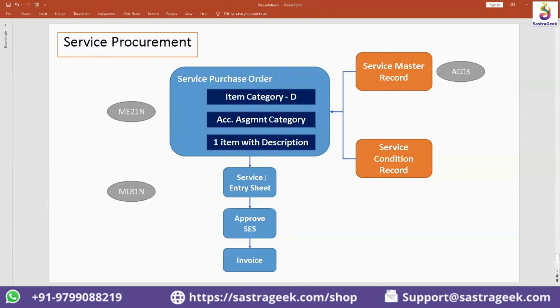But then they normally say that it's a three-way check. So that will not happen. That is GR based invoice verification. That comes for MIGO, not service entry sheet. Thank you so much. Yeah. Thank you.